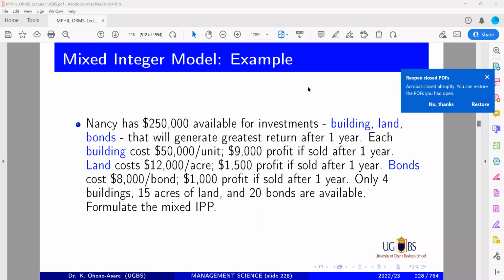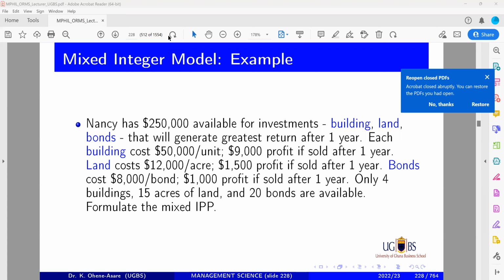Land. Okay, so land will have normal non-negativity constraints. Okay, because land can be decimals. So land will have normal non-negativity constraints. Okay, now let's start with bonds. Bonds will carry what? Remember, bonds, you're talking about the paper.